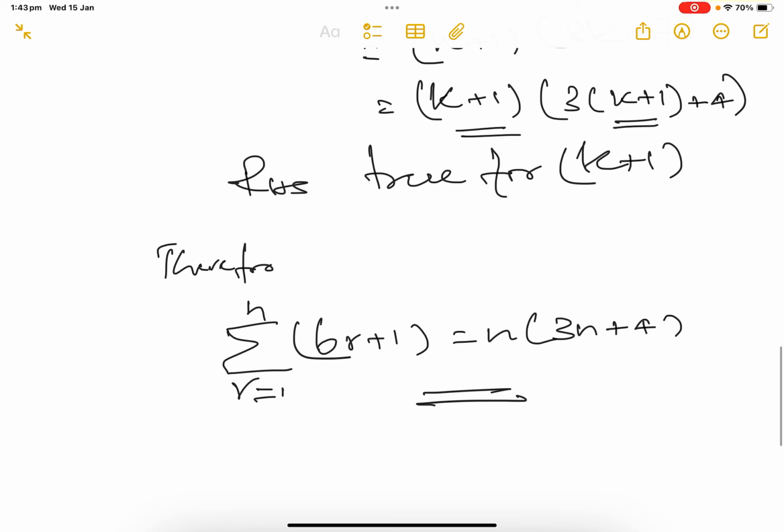Therefore, the sum of (6r + 1) for r from 1 to n equals n times (3n + 4). So the equation is proved by mathematical induction.